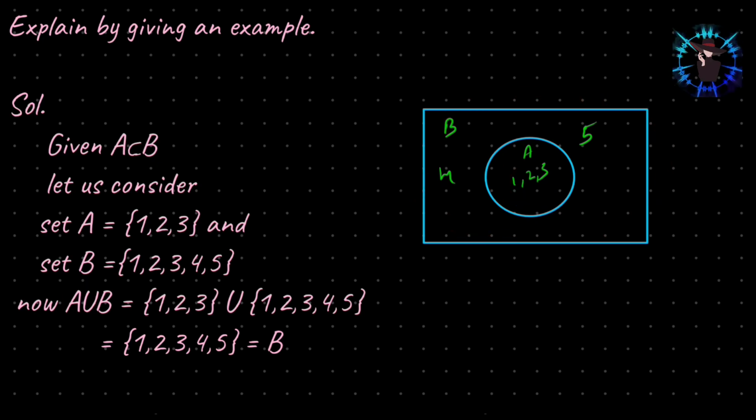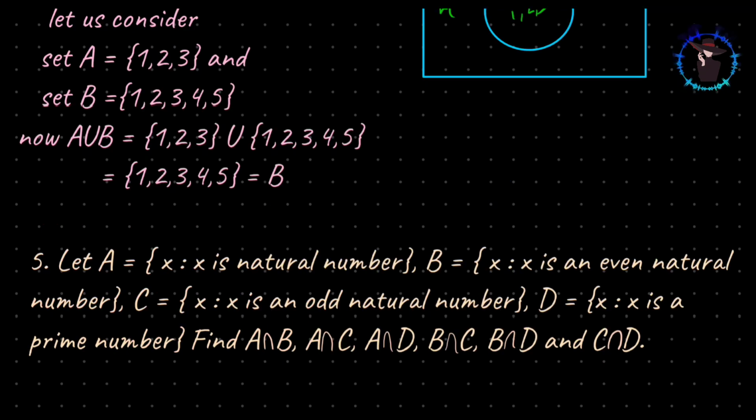And A union B is all together. Union I said. Mu is the union which is all together. So 1, 2, 3, 4 and 5 all together. So we conclude that A union B is equal to B.